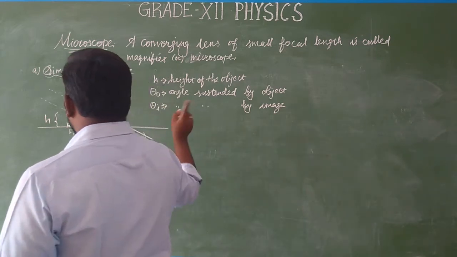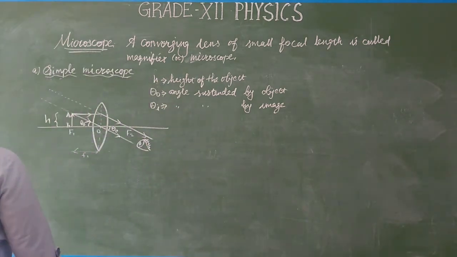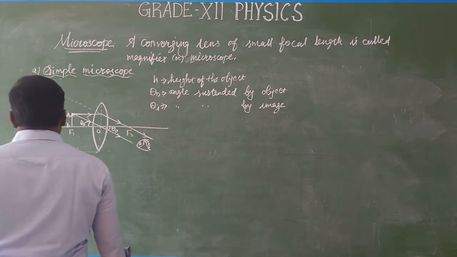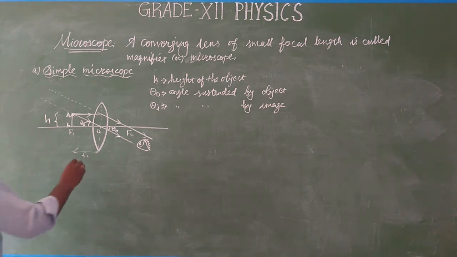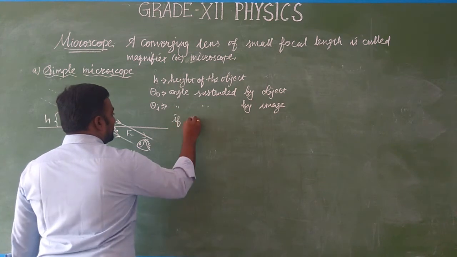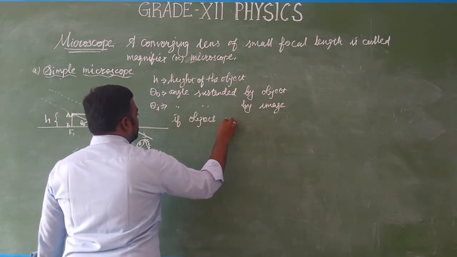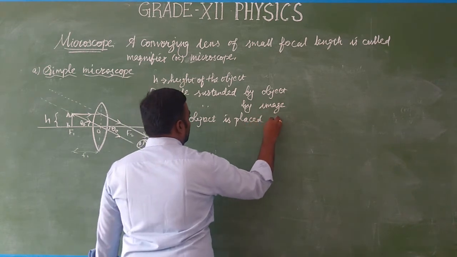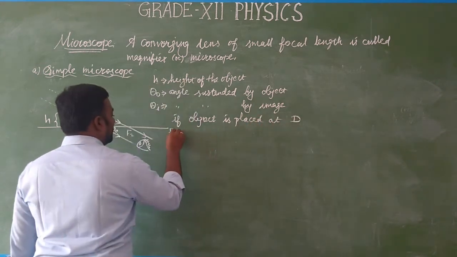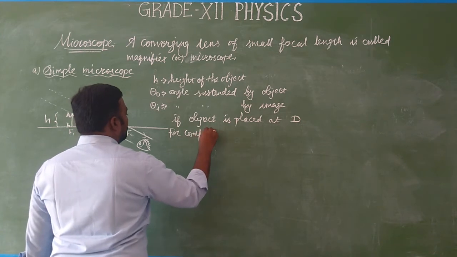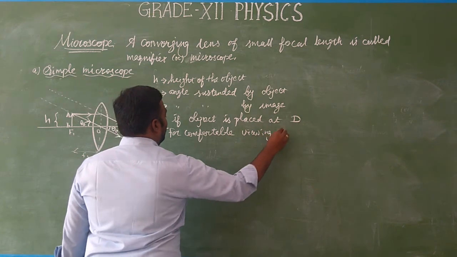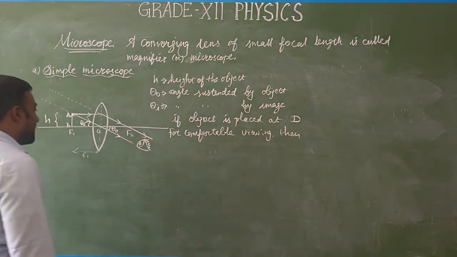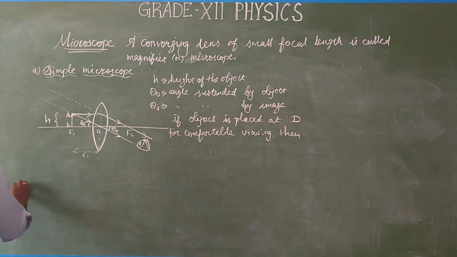Angle subtended by object and angle subtended by image. Here we can find one more thing: the angular magnification. If the object is placed at D for comfortable viewing, then it makes an angular magnification. See, the angular magnification looks like this.